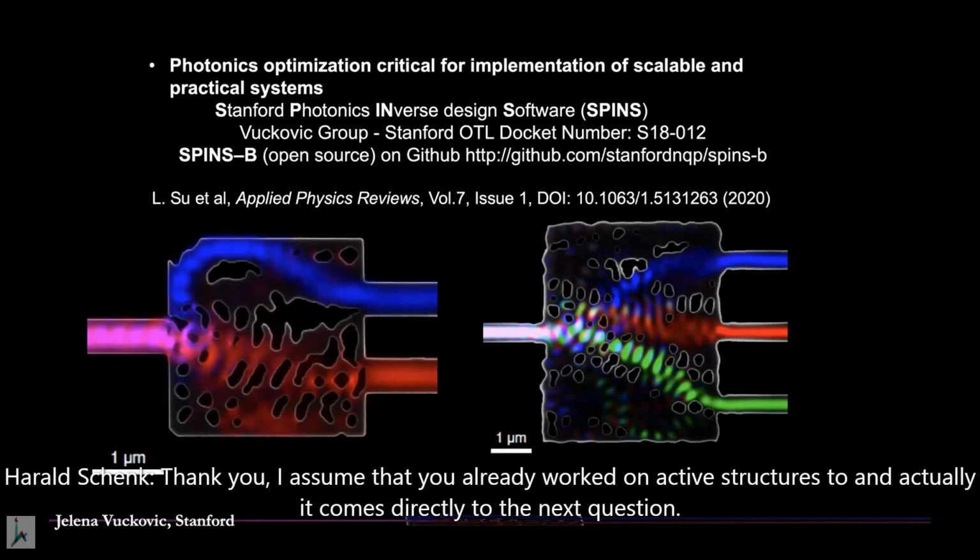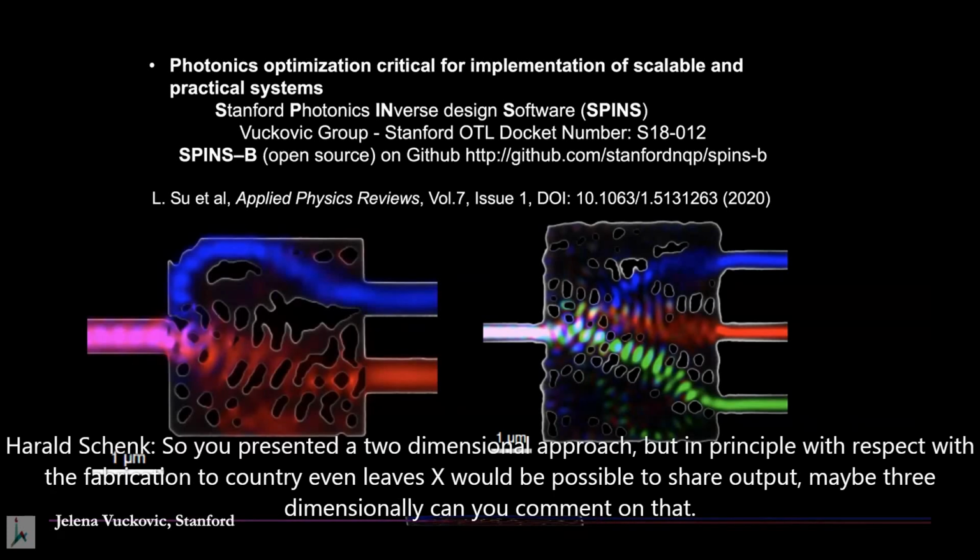I assume that you already worked on active structures too, and actually it comes directly to the next question. So you presented a two-dimensional approach, but in principle, with respect to the fabrication technology, even layer stacks would be possible to shape the light output maybe three-dimensionally. Can you comment on that?